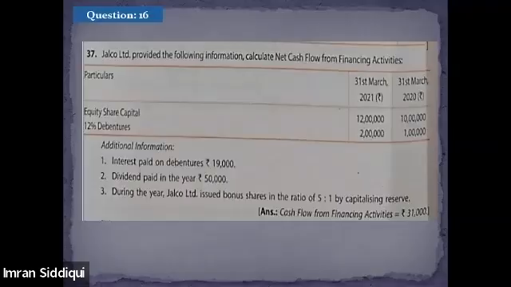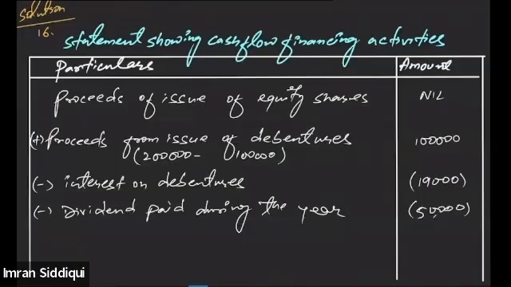Further, the question talks about the bonus issue that we have already considered. So this is it. There is nothing much in the question. So we can just finalize the question and find out the answer. 1 lakh minus 19,000 minus 50,000. We will get the answer, and the answer will be 31,000.